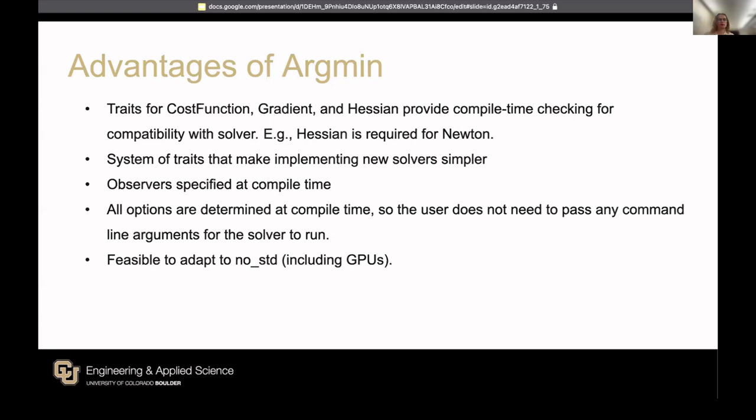And that also kind of goes for all options being determined at compile time. And another big part of Argmin is that it is relatively feasible to adapt to no standard, which allows you to use GPUs, which is very important for high performance scientific computing.